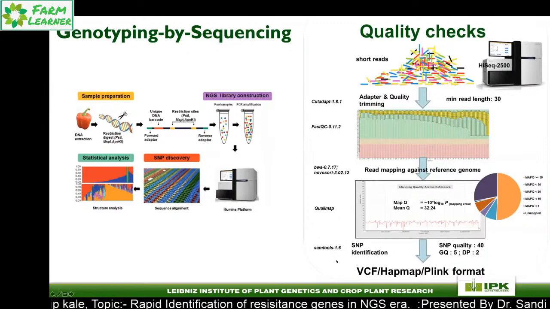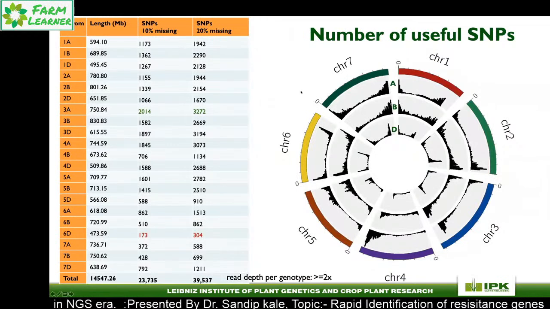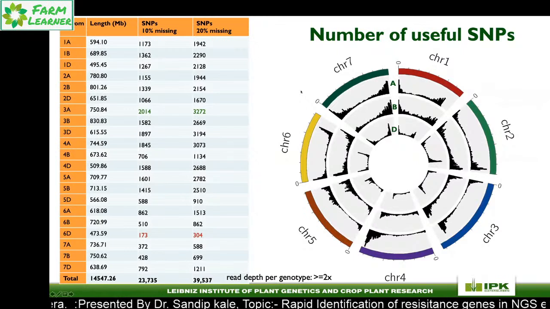Here we use SAMtools, but there are other softwares such as GATK, which can also be used for SNP identification. You can then output the SNP matrix in various formats such as VCF, HapMap, or Blink. These are the widely used formats for storing the SNP data. Here, I'm just showing one of the outputs of the SNP identification pipeline.